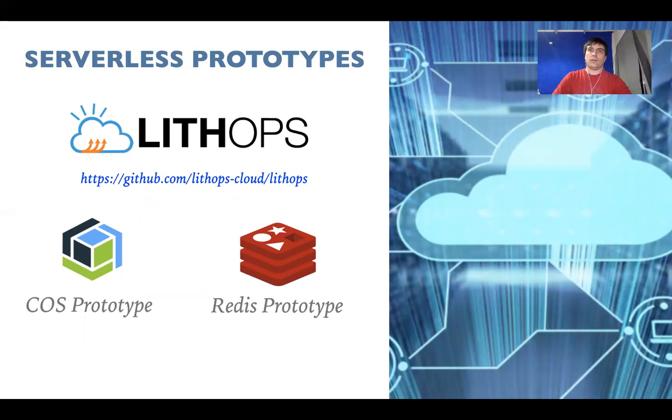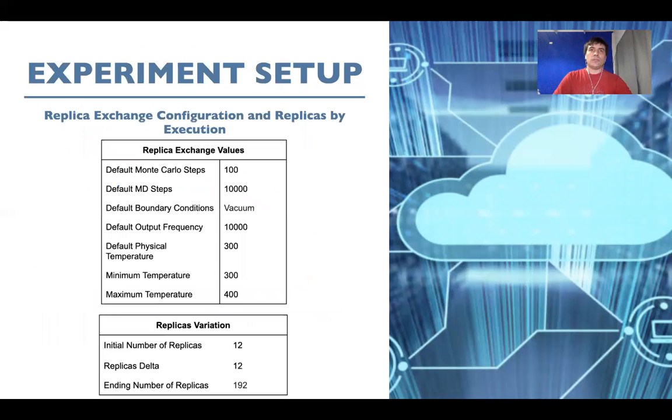The decision to develop two alternatives arises from the idea of analyzing how this architectural decision impacts scalability, cost, and performance of the application. To demonstrate that the serverless prototypes meet our goals, we decided to run the following experiment. For each replica exchange implementation, we execute a set of algorithm repetitions varying the number of replicas in each one. Therefore, we took 12 replicas as our starting point, and we added 12 replicas for each repetition until we reached the 192 replicas. Additionally, we defined 100 Monte Carlo steps as a constant.